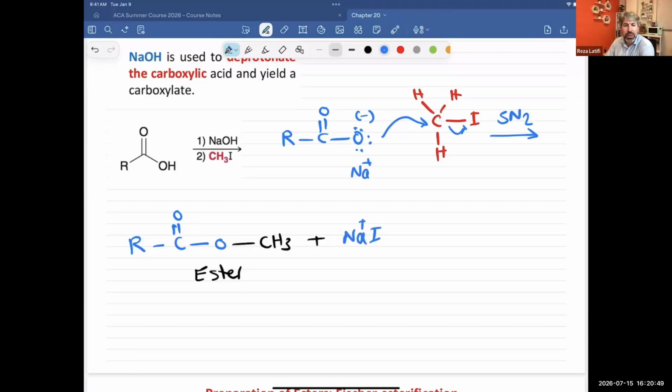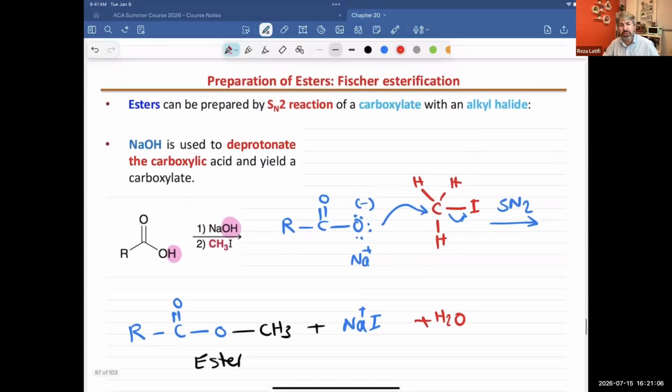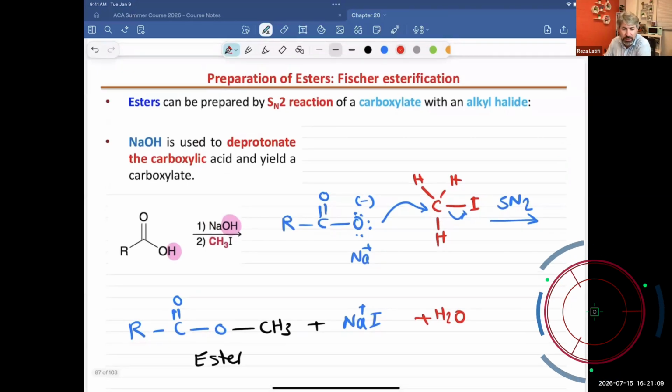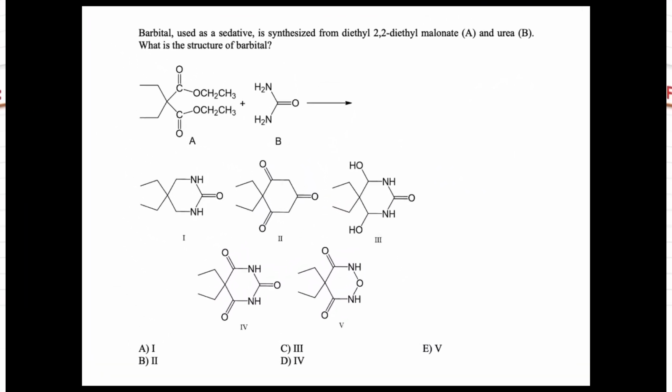And see, we got an ester plus the iodide, which will be paired with sodium and turn to sodium iodide. And how about this OH? I mentioned this one before. That OH was used to go after the acidic H and gave us H2O. And this reaction is very common to technically get ester molecules.